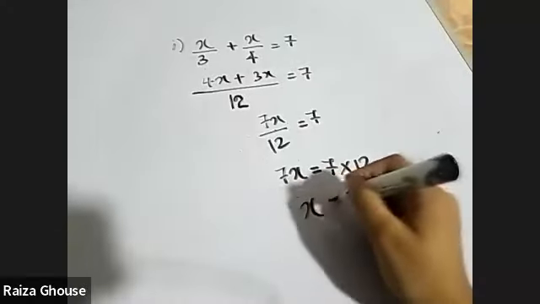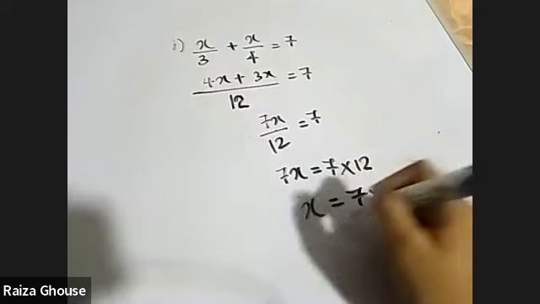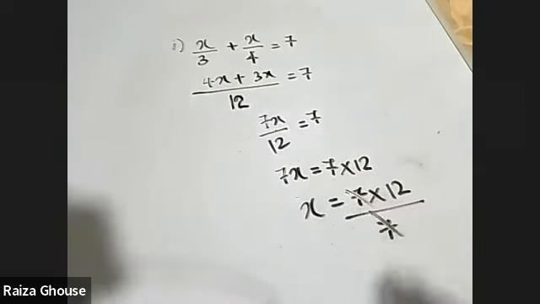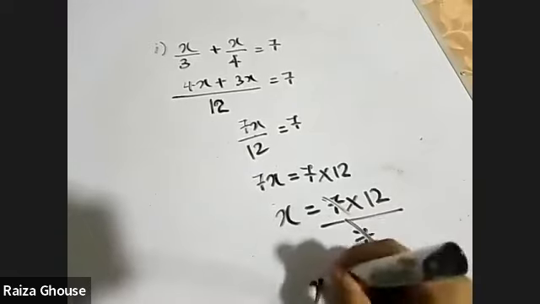Next step? Then dividing, 7x equal to 84. You can do it that way also, here without multiplying, dividing by 7. 7 and 7 cancel. x is equal to 12.